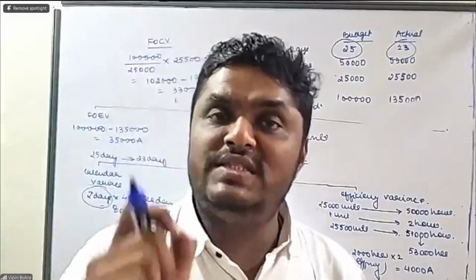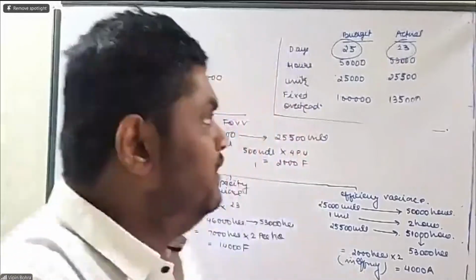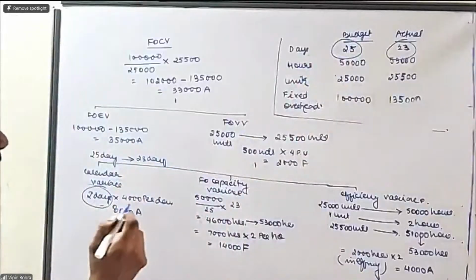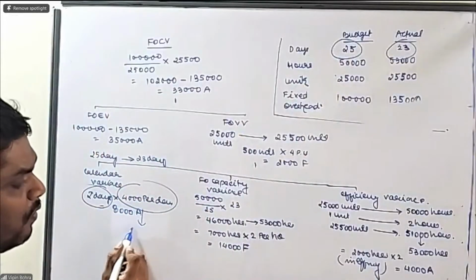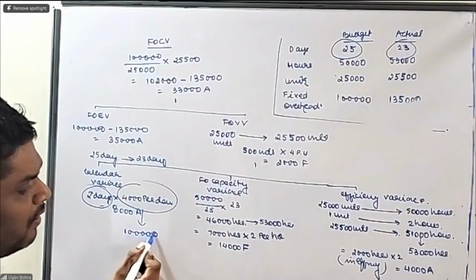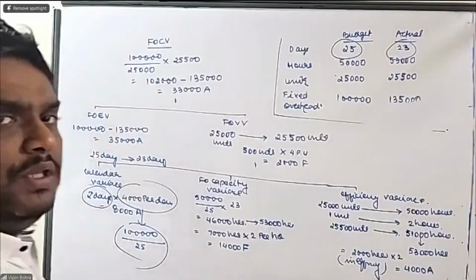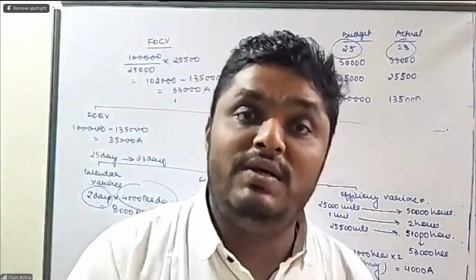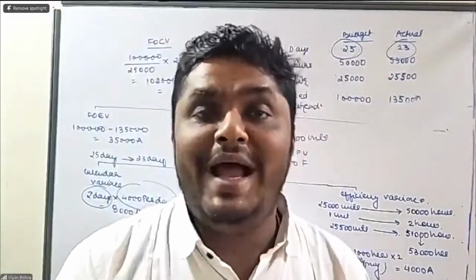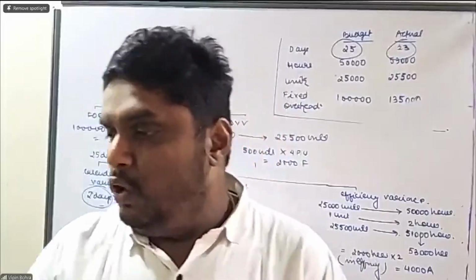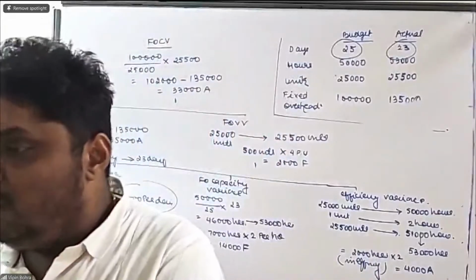Since it is days, we'll be taking the rate per day. That is 1 lakh divided by 25. So my rate per day is 4,000. So 4,000 into 2 is 8,000. This will be adverse because the actual days are less than expected days. I hope it is clear, Richa, now.